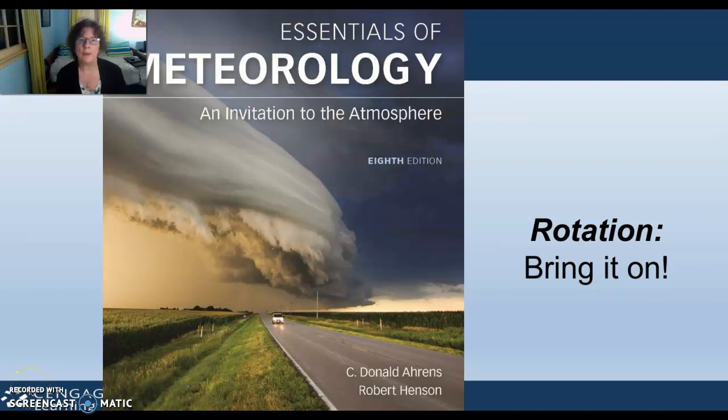Now, to move from multi-cell thunderstorms to supercell thunderstorms, we're adding in a rotating column. This does not mean that we're producing a tornado, because a tornado is a rotating column that comes down to the surface. Thunderstorms can rotate on their own up in the atmosphere, and that's what we're talking about now for a supercell thunderstorm. So, rotation, let's bring it on.